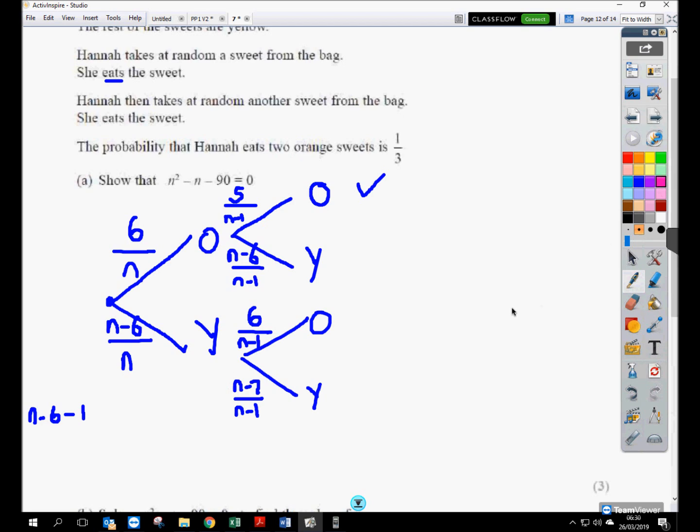I've just done this for fun. I really don't need to do all of this. It's just orange, orange that I'm interested in. The way that you work out orange, orange from the tree diagram is you multiply, so you do 6 over n multiplied by 5 over n minus 1. But they tell us that this is equal to a third. How do you times fractions? You times the numerators and you times the denominators.